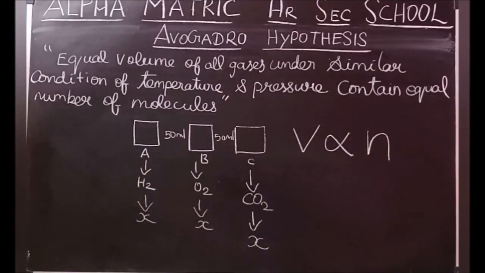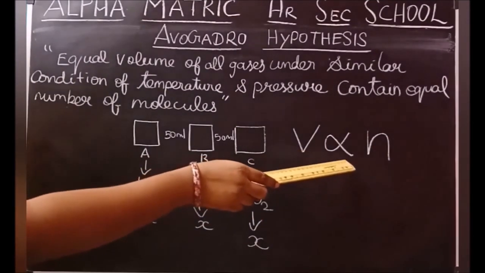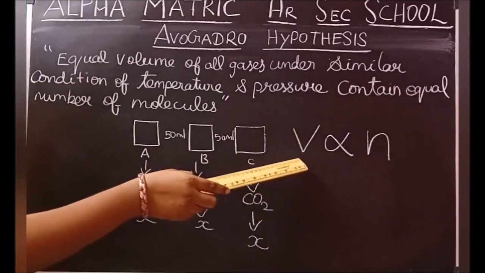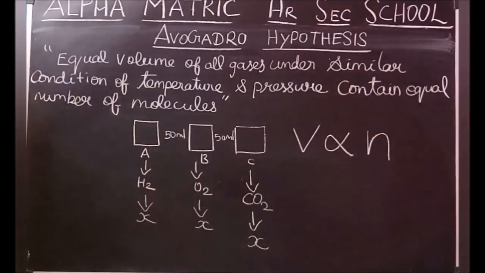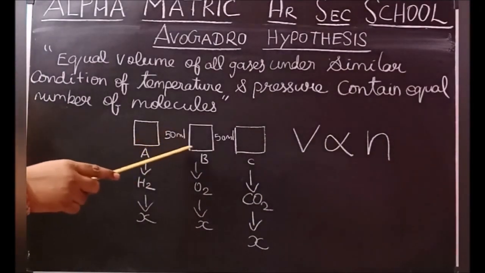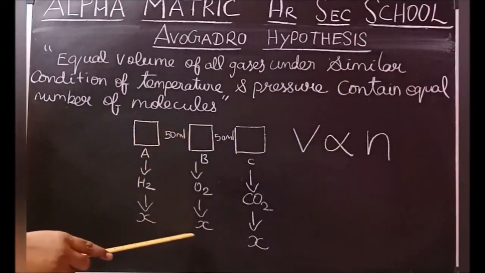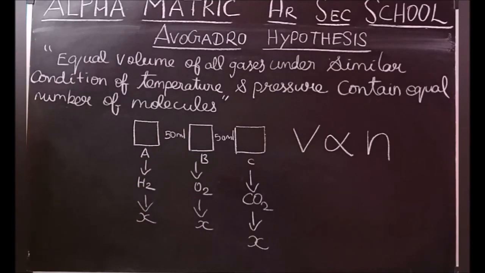The Avogadro law is mathematically expressed as V directly proportional to N. Here, volume is directly proportional to number of molecules. The equal volume contain an equal number of molecules. This is Avogadro law explanation.